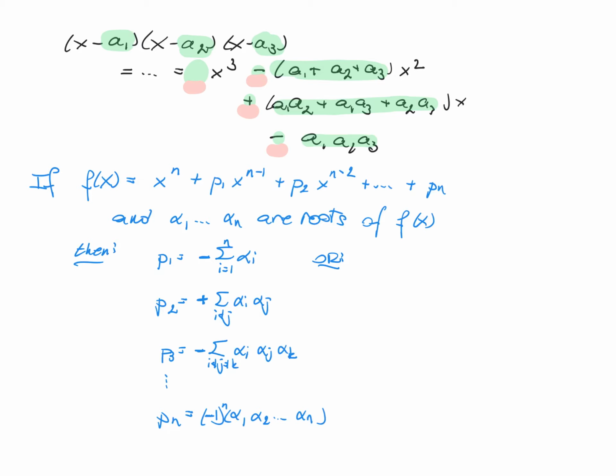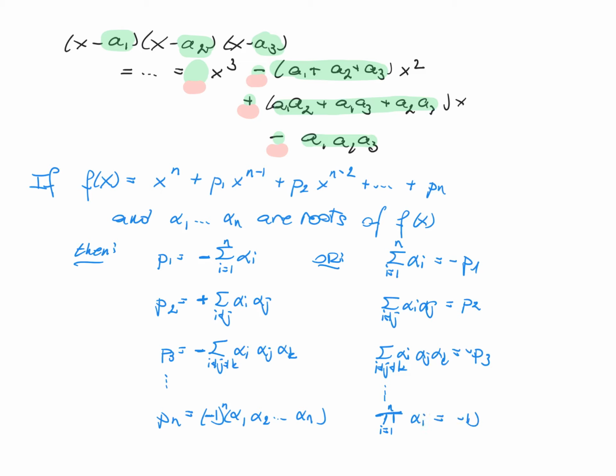Or you could also write this as: the sum of all the roots is equal to −p1, the sum of all alpha i times alpha j, so the sum of the multiplication of two roots, is equal to p2. If you do it with 3, alpha i, alpha j, alpha k, you take the sum of those, then you get −p3, and so on. And then in the end, the product, which we write with pi, i is 1 to n, of alpha i, is (−1)^n times pn.